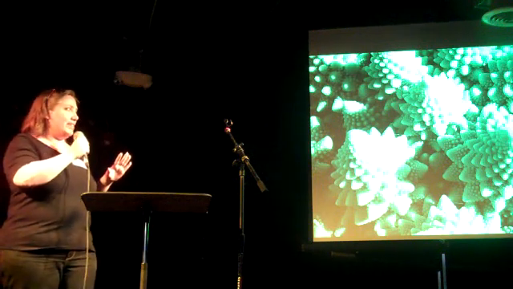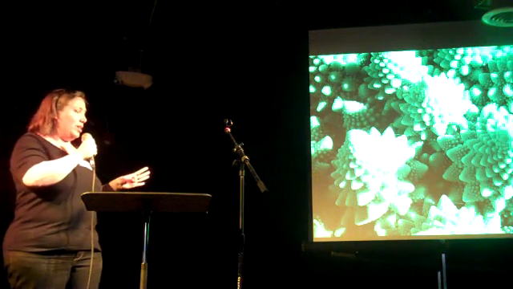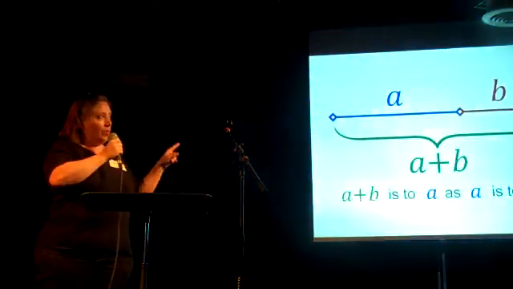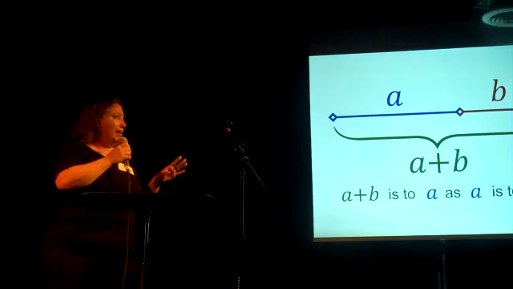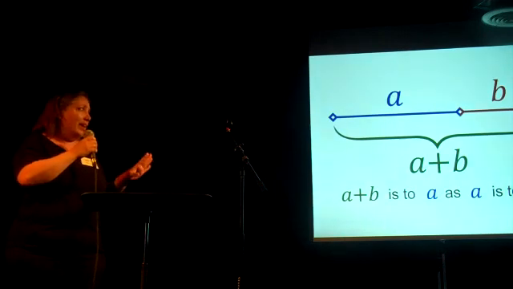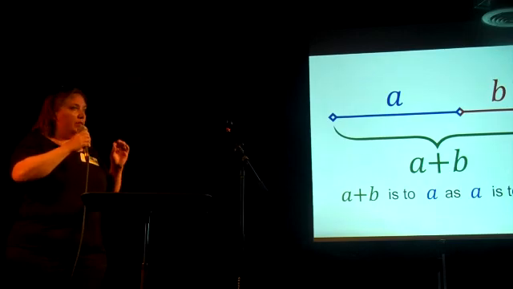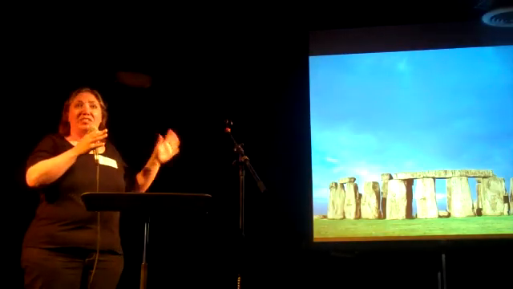There are different ways that you can express the Fibonacci series. One way is as a ratio, and it's A plus B is to A as A is to B. Another way to say that is that the smaller piece is to the larger piece as the larger piece is to the total. In any case, it's a ratio.